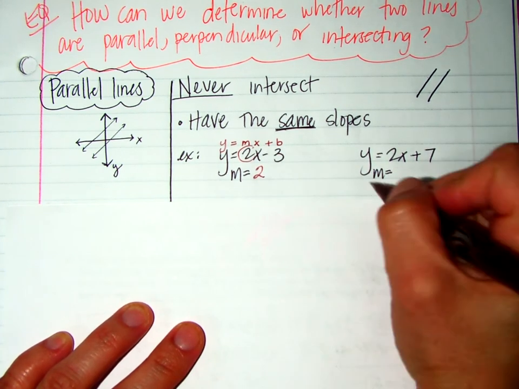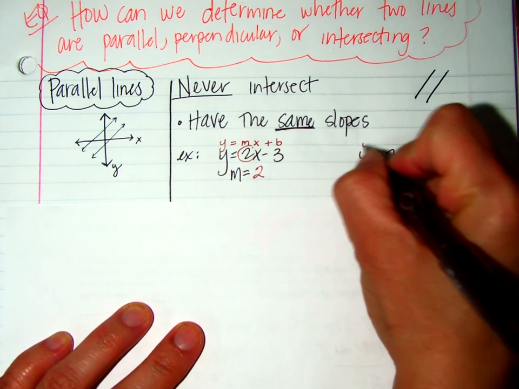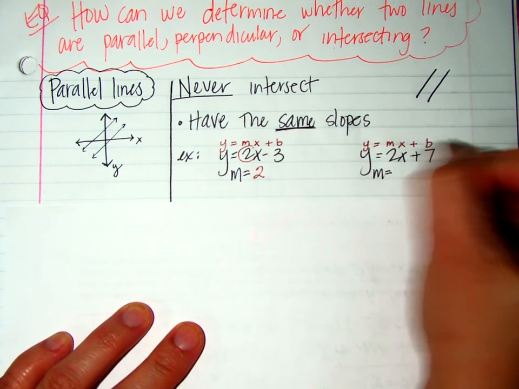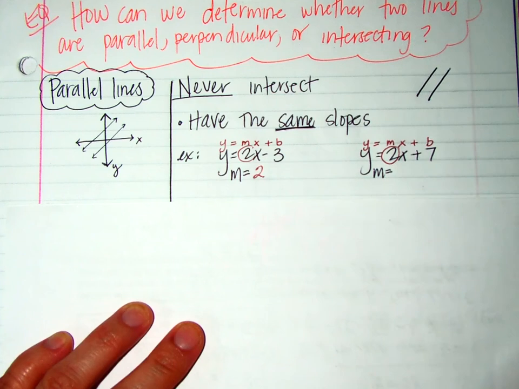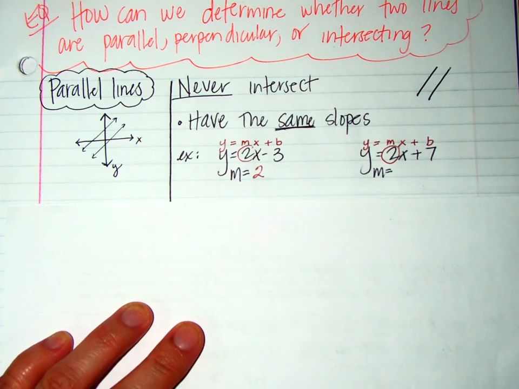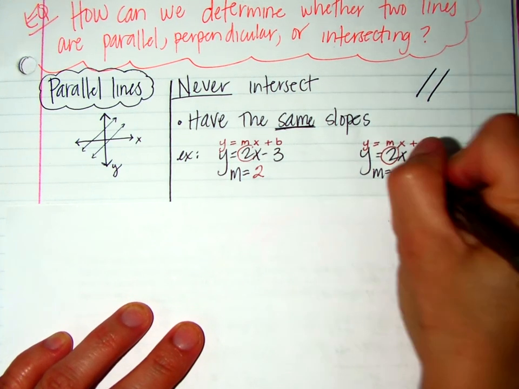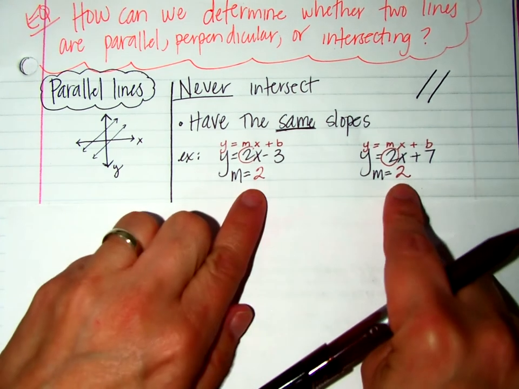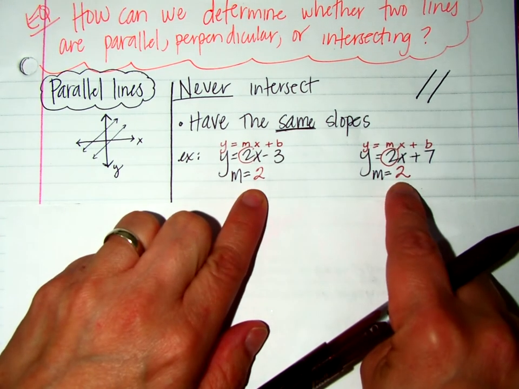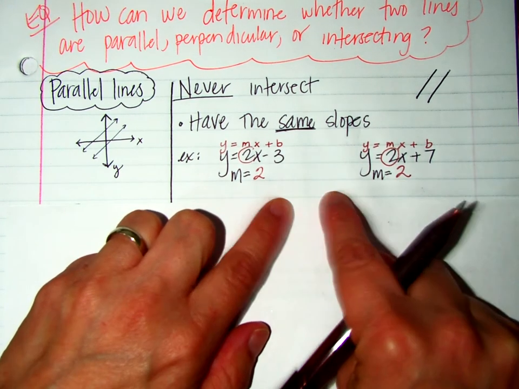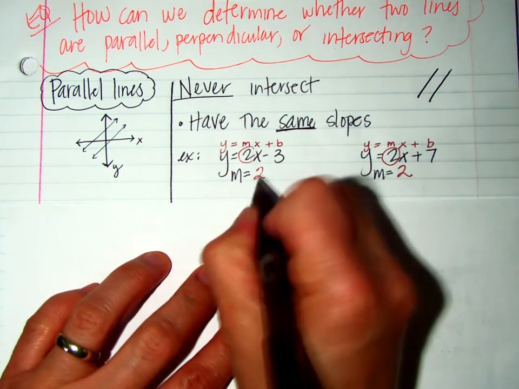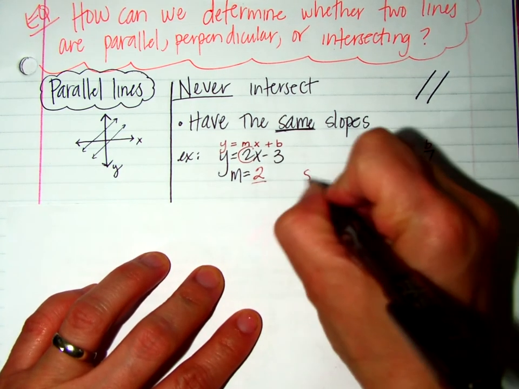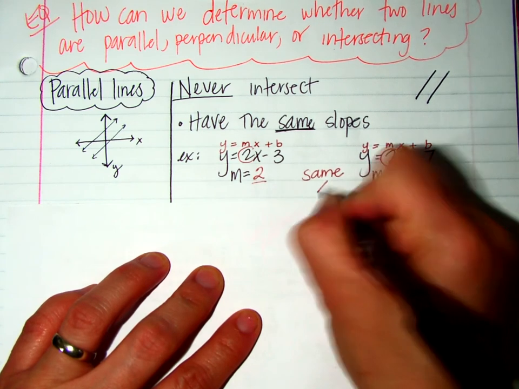In my second equation, I also have to recall y equals mx plus b and look for the number that represents m. In this case, it is also 2. So I'm going to write that down. When I write down my slopes, I have to compare them to see if they are the same. And for this particular example, both slopes are 2. Therefore, these lines are parallel.